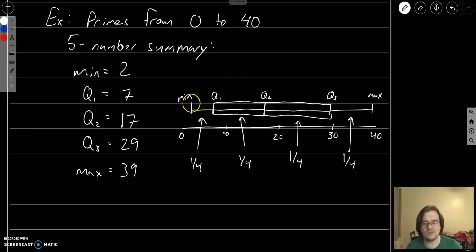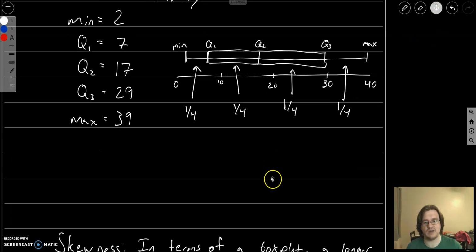Notice that 1/4 of the data is between 2 and 7. So this is only 5 wide. So 1/4 of all the numbers are going to be in this little range here. But 1/4 of the numbers are also between 17 and 29. So it's more spread out. So things are more compact on this end and more spread out on this end. And you'll find that with prime numbers. They spread out as you get bigger.